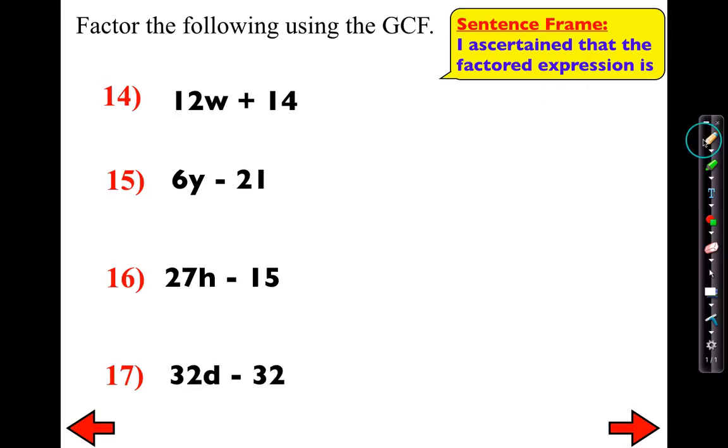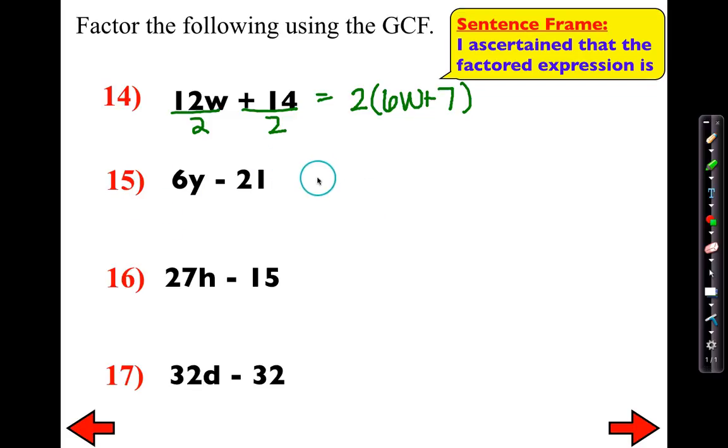Okay, so let's see how well we did. For number 14, between 12 and 14, the greatest common factor is going to be a 2. So for those reasons, I'm going to go ahead and factor out a 2, and put a set of parentheses. We're going to divide this by 2. 12w divided by 2 is 6w. Divide a positive 14 by 2, that's going to be a positive 7. And that will be our answer.